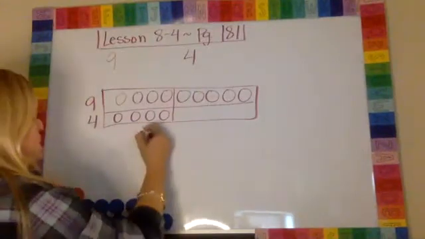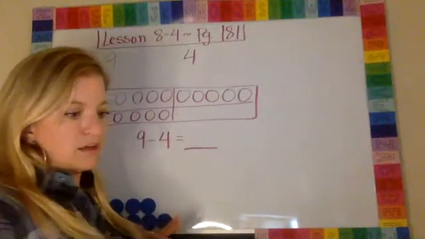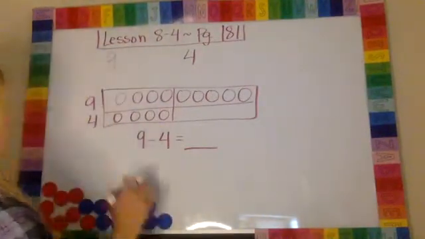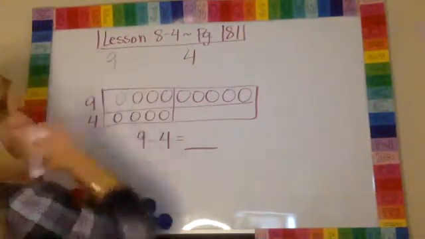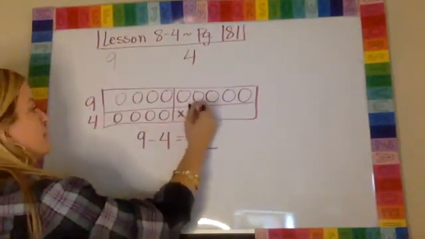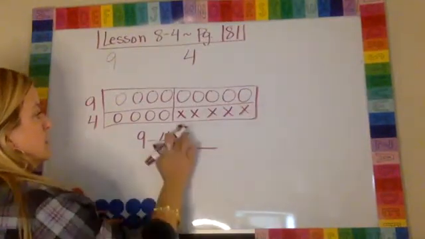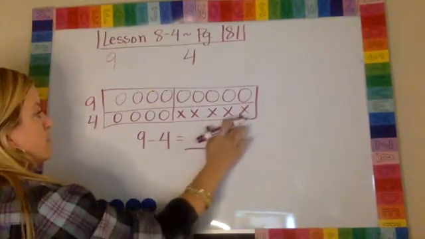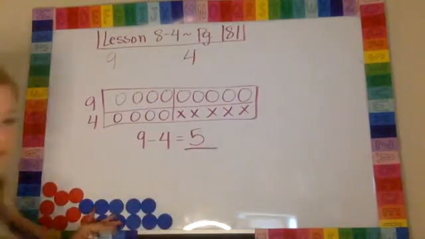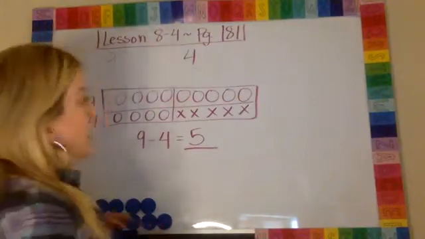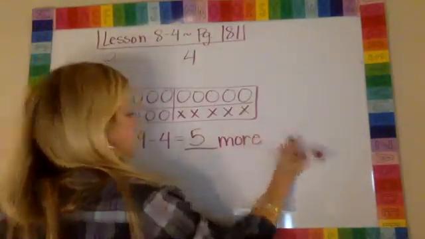Line it up. So I'm doing 9 minus 4 equals blank. Now I'm going to count on 4 because you already told me. I already know it's 4. 4, 5, 6, 7, 8, 9. 1, 2, 3, 4, 5. 5 is your answer. It has 5 more balloons than stars.